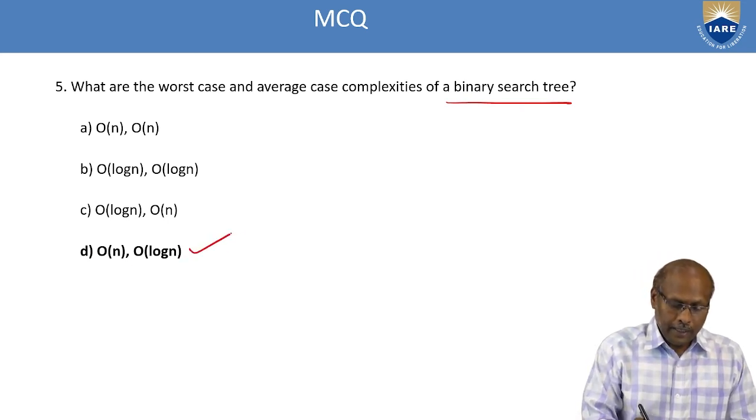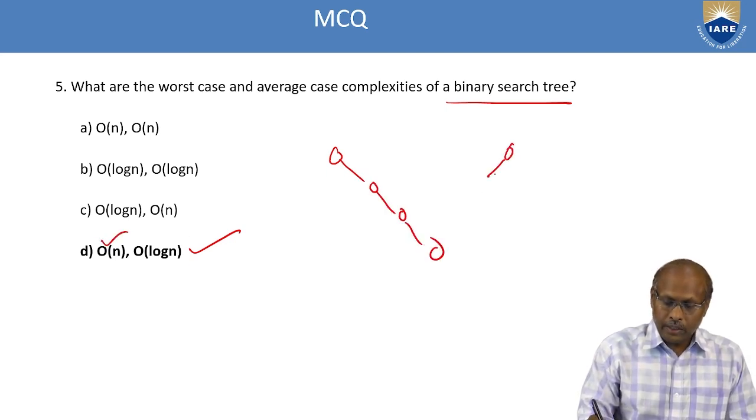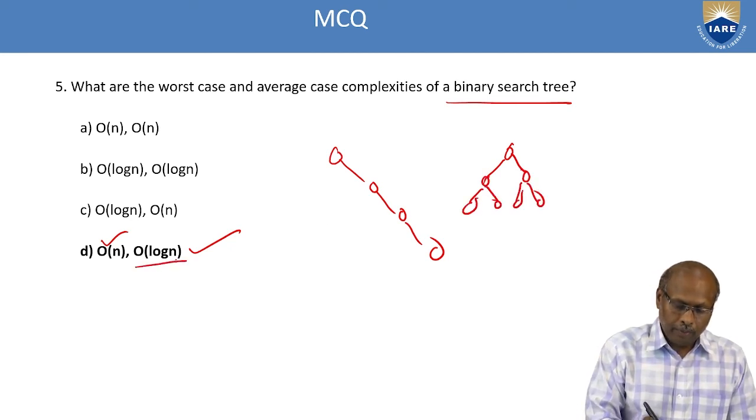That is order of n and order of log n. If the data goes completely one side in a linear way, that is order of n. When the data goes in a properly balanced way, then that is the average, order of log n.